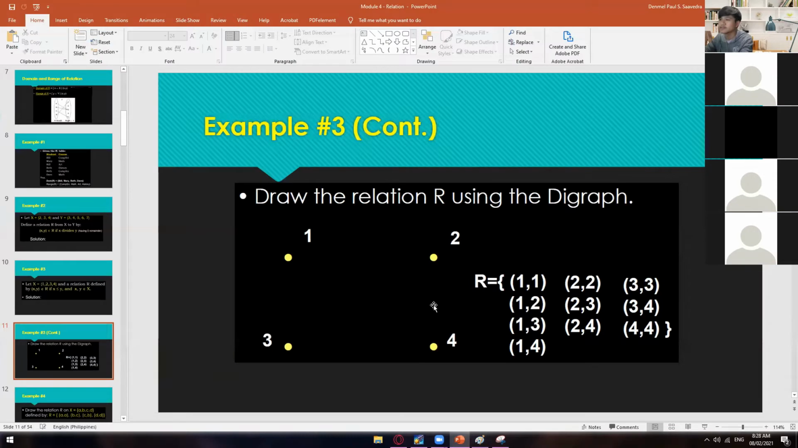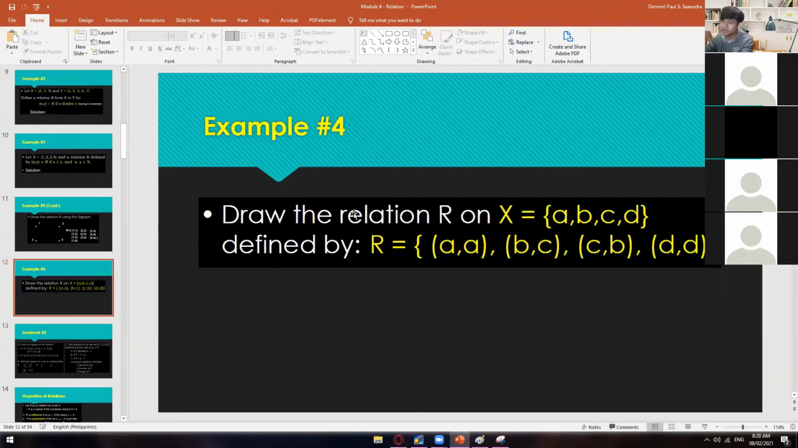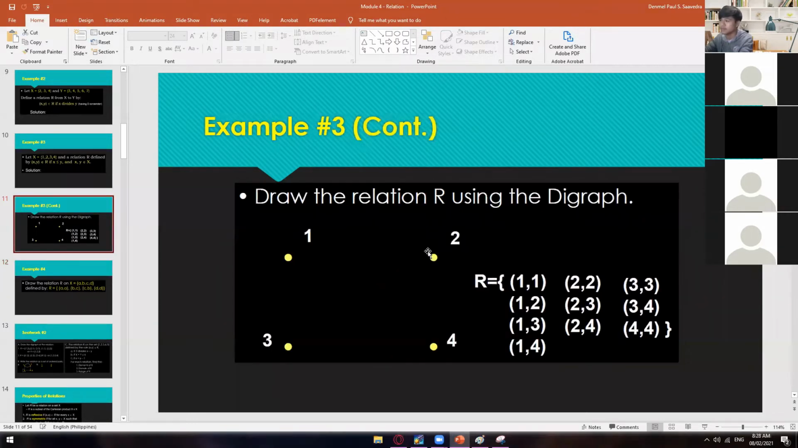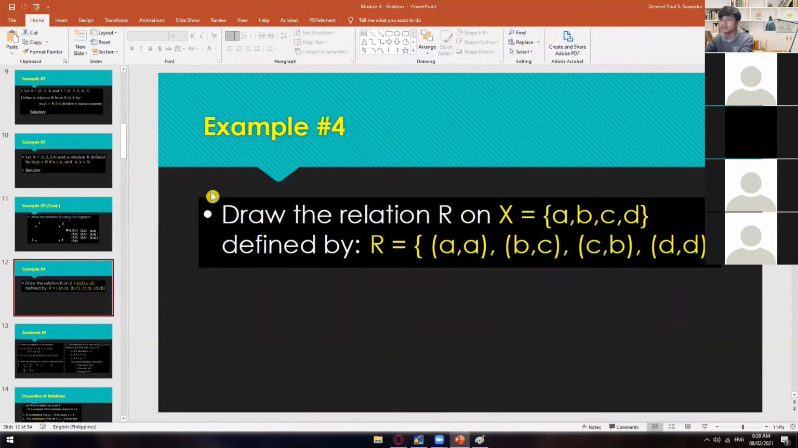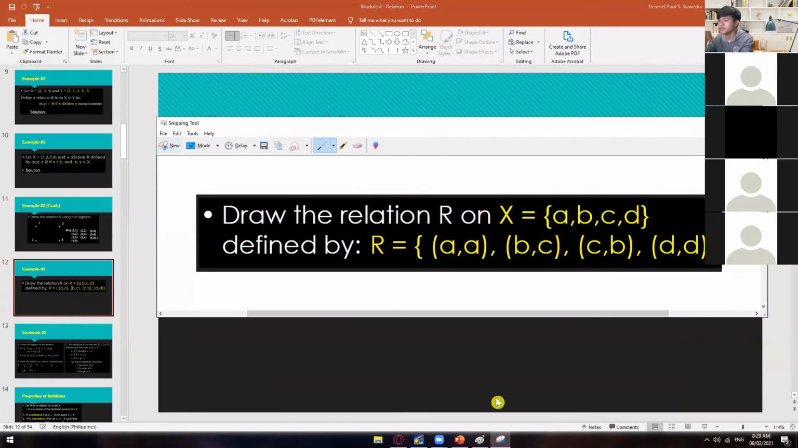All right, so let's have another example. Draw the relation R on X having elements A, B, C, D defined by R = {(A,A), (B,C), (C,B), (D,B)}. Okay, it says here draw, so we should come up with a digraph. Let me just copy this one.